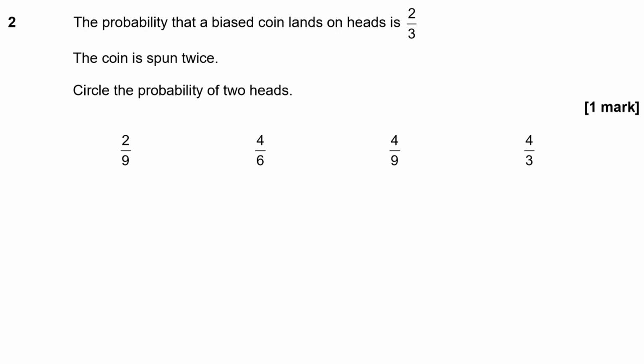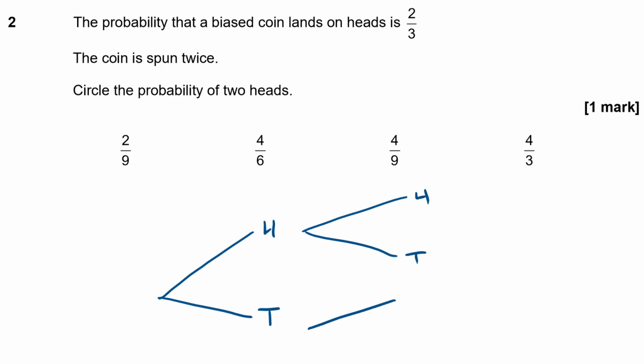Now just making a quick sketch of the probability tree for this. I throw the coin or spin the coin once and it's either heads or tails, and then a second time I get either heads or tails there or heads or tails there. Now the probability that it lands on heads is 2/3, so this root here is 2/3, making this one 1/3, and the same here, 2/3, 1/3, 2/3, 1/3.